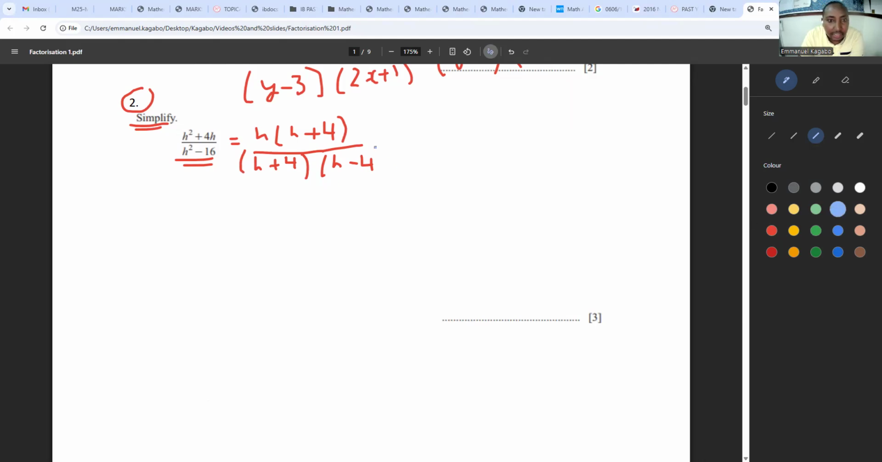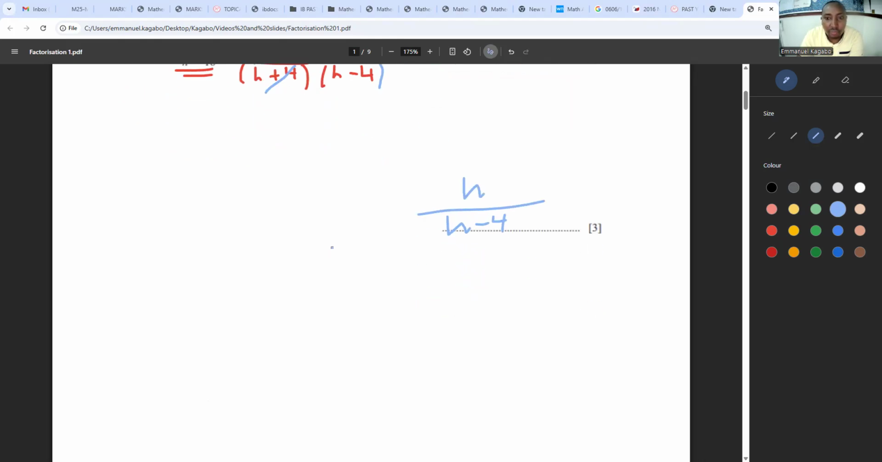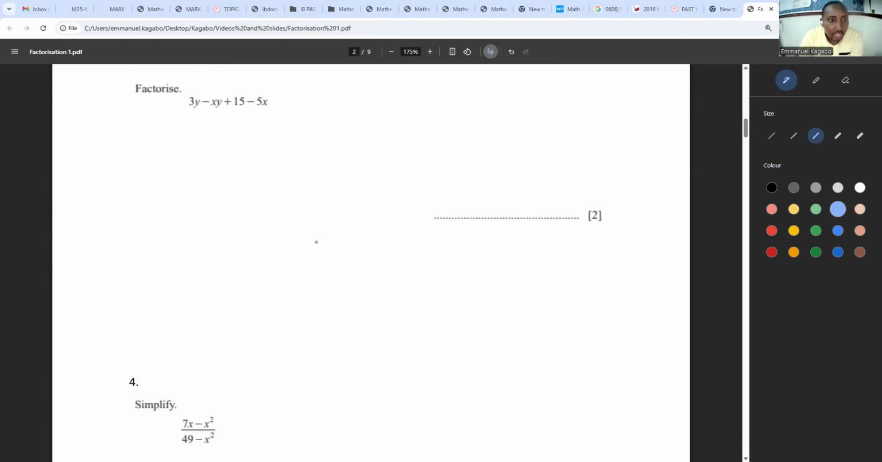Okay, so when I reach here, they're canceling out. So what's remaining? It's going to be h as your final answer. That's what I have on the numerator. What about the denominator? I have h minus 4. That is it. 4 free marks, right? Good. Next question.